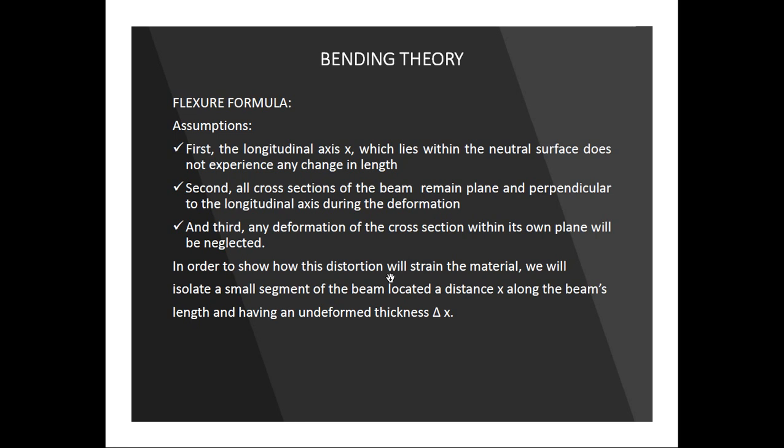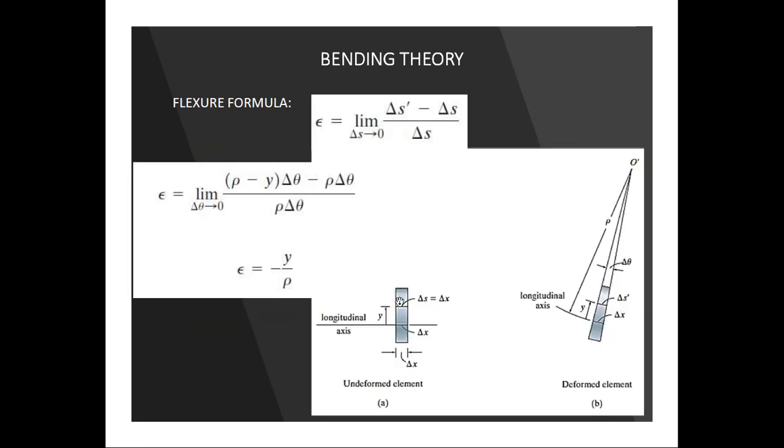So we have taken this small strip of length delta x of the beam, and we will see, at a particular distance y from the neutral axis, what the amount of strain is. When we calculate the strain, we can directly calculate the stress by Hooke's law. So this is the undeformed element, and this is the deformed element after the bending of the beam.